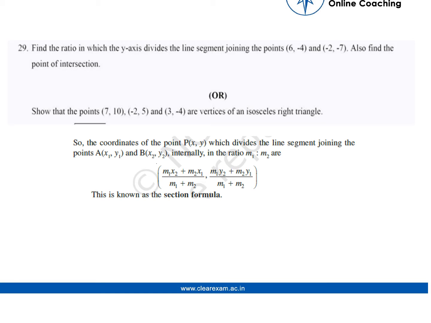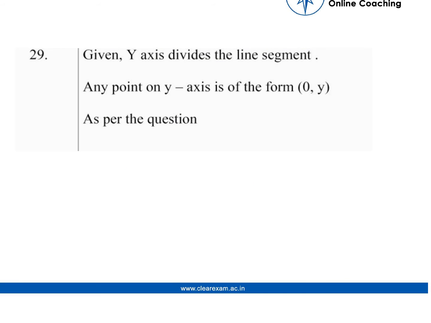In order to solve the first question, we will use the section formula. This formula suggests that when two points, let them be A and B, divide a line segment into a ratio of m1 is to m2, the point at which they intersect can be represented by the formula mentioned here. So using the section formula, since it touches the y-axis, the coordinate at which it will intersect will be (0, y).